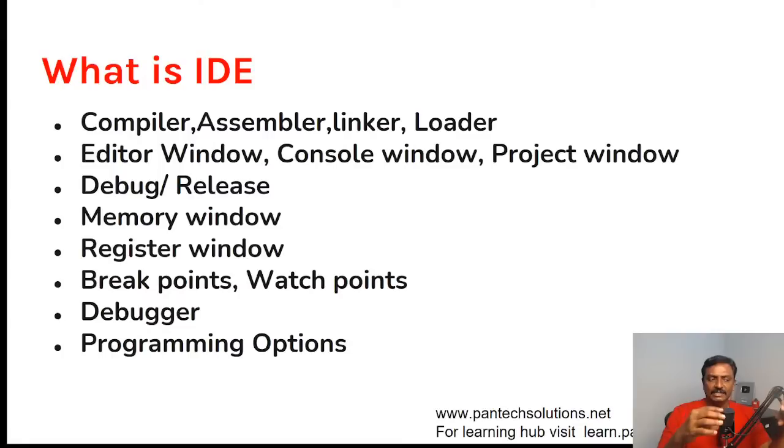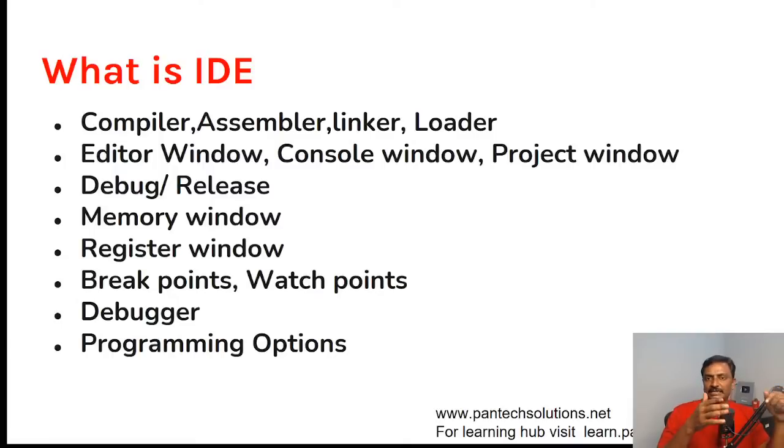IDE will have this combination: the compiler, the assembler, the linker, and the loader. All these are combined together to get an IDE. This IDE will also have an editor window where you will type the programs, the C program, and a console window where you can check for errors. If the program contains errors, they will be displayed on the console window. The project window will display the project files. Your project may have multiple C files, header files, and linker files, so all this will be arranged on the project window.